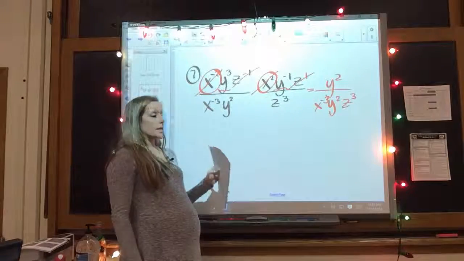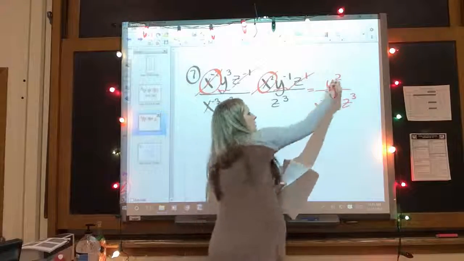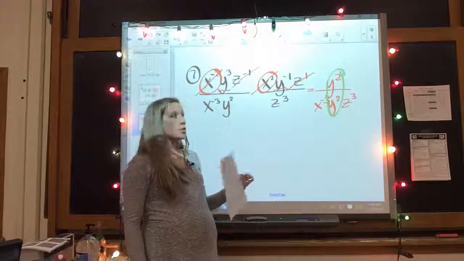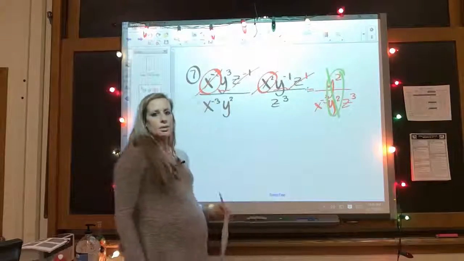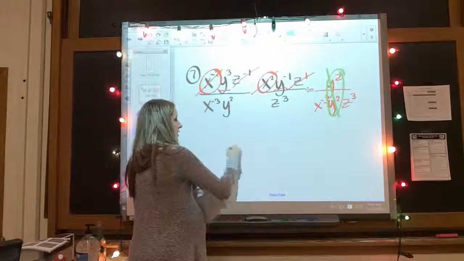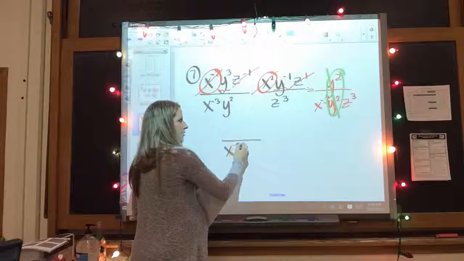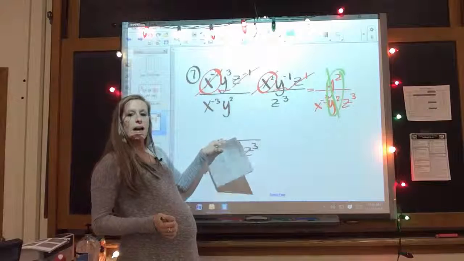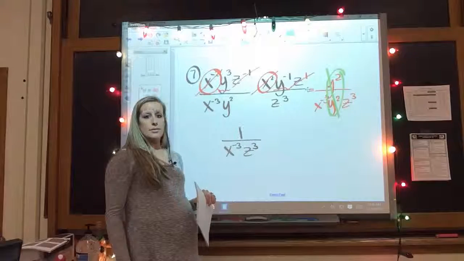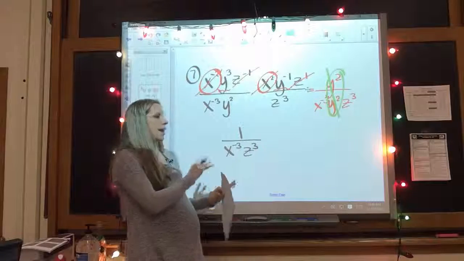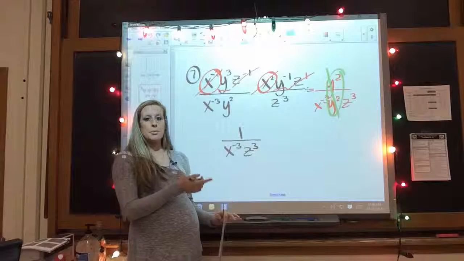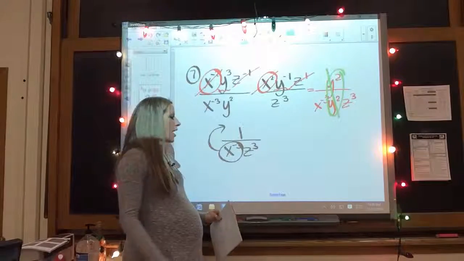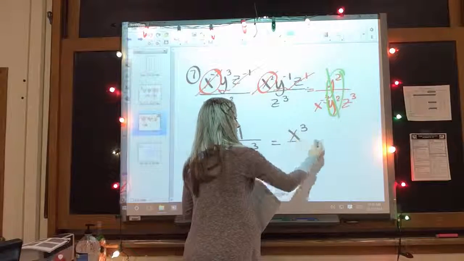Okay, next step, I'm going to divide. So on my y's, I have y squared divided by y squared. 2 minus 2 is 0. Those are going to cancel. Okay, so I'm going to have x to the -3rd, z cubed in the denominator. And since I don't have anything in the numerator, I just put a 1. Okay, now my last step, I'm going to start flipping my negative exponents. So my x to the -3rd will flip and move to the top. So it'll be x cubed over z cubed.